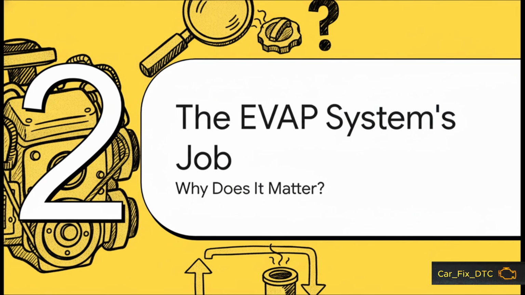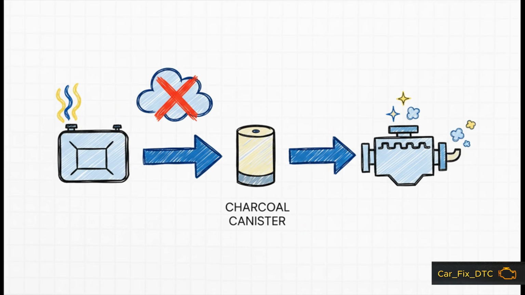But hold on, before we start pointing fingers, we need to understand the scene of the crime. What even is this evap system, and why should you care? Understanding what it's supposed to do is absolutely key to solving this thing. You know, its job is actually pretty cool. See, raw gasoline fumes are nasty pollutants. So instead of just letting them vent out of your gas tank into the air, the evap system traps them in a charcoal canister. Then, when the time is right, it purges those fumes and feeds them into the engine so they can be burned up cleanly.